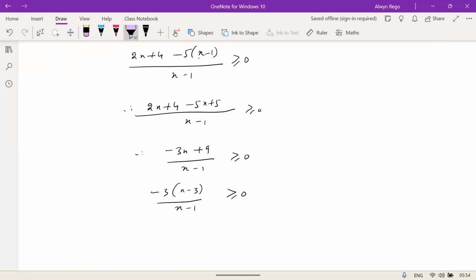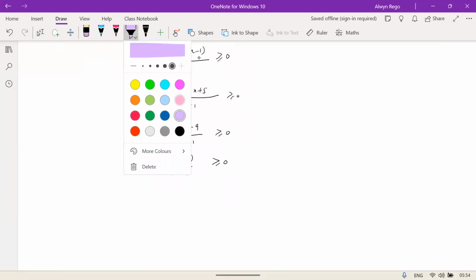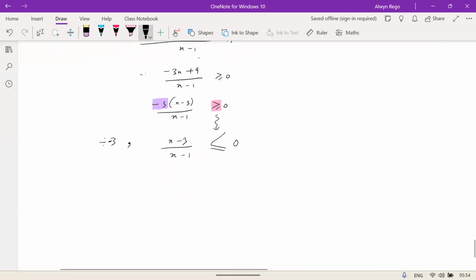If you wish to divide by -3, your wish is granted. Just be careful when you are fulfilling your wish. The inequality will switch around. If you divide by a negative on both sides, that's absolutely fine, doable. So you find (x - 3)/(x - 1) ≤ 0. The inequality immediately switches around.